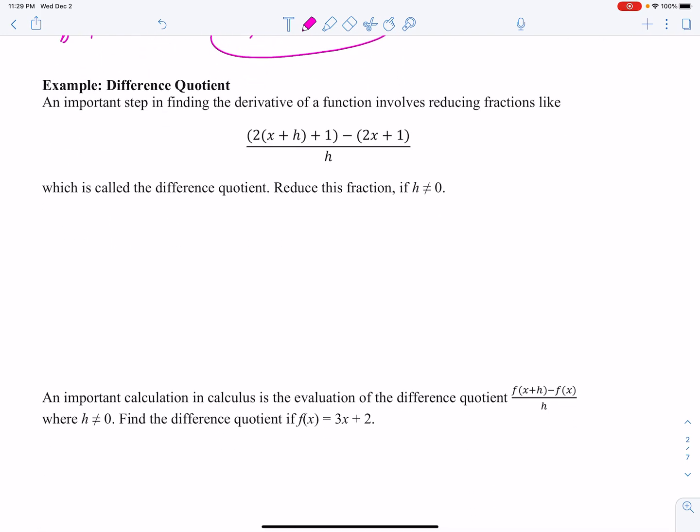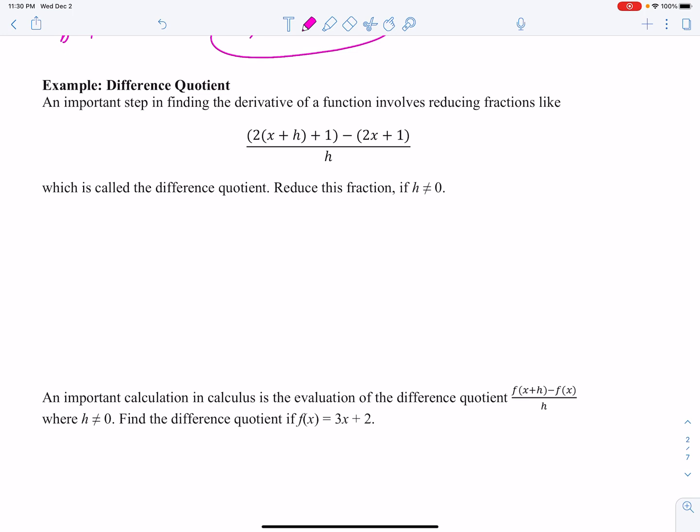All right, the next one here is the difference quotient. You're going to see this a ton in pre-calculus and calculus. So we're going to work with it, right? So this is called the difference quotient, right? Difference because we're subtracting. Quotient means fraction. Okay, so reduce this fraction as long as h is non-zero. Don't worry, that'll make more sense in pre-calc and calculus, but you just can't have a 0 in the denominator, right? So we can't have an h being 0.